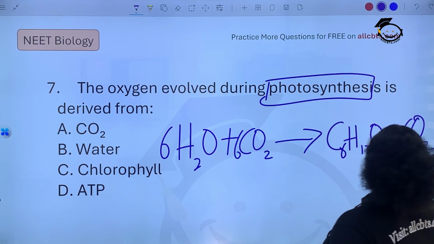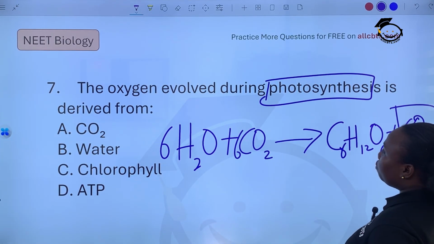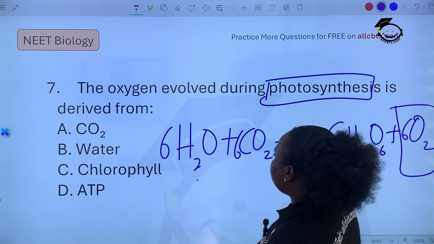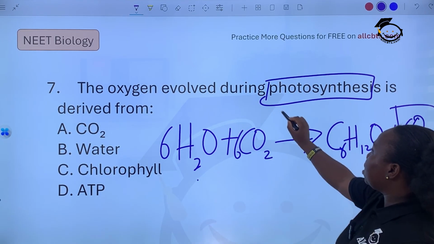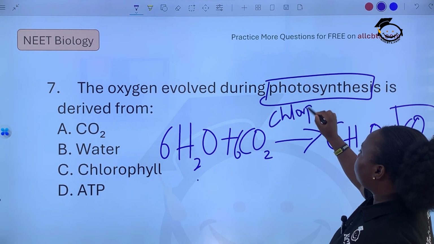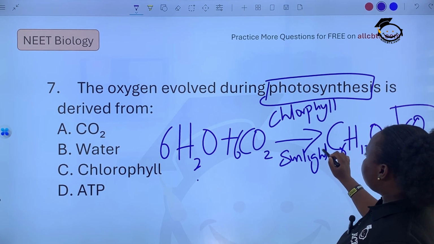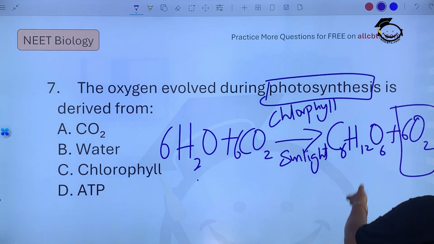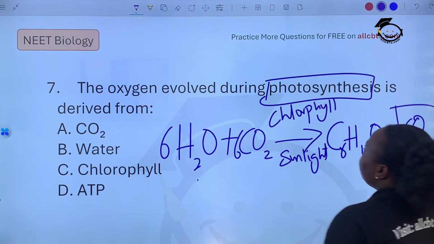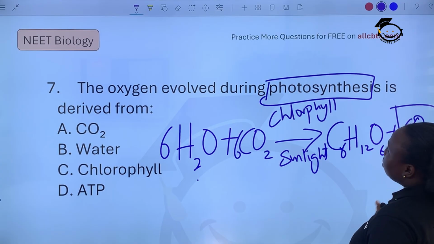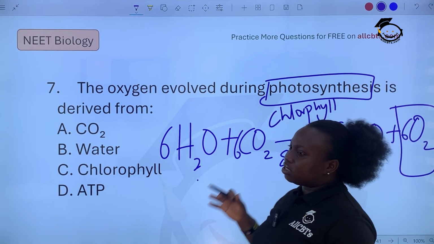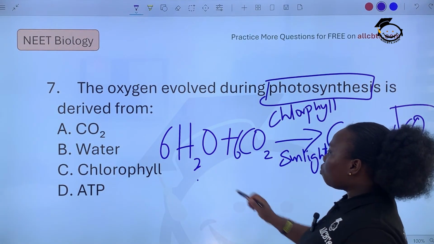So they're asking us that this oxygen, where is it gotten from? Is it gotten from water? Is it gotten from CO2? We can say chlorophyll, sunlight. Is it gotten from chlorophyll? Is it gotten from the glucose? Where is it gotten from? Now, this oxygen that is the byproduct of this photosynthesis process is gotten from water.